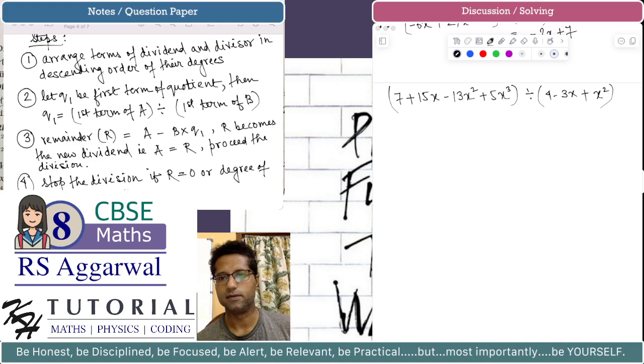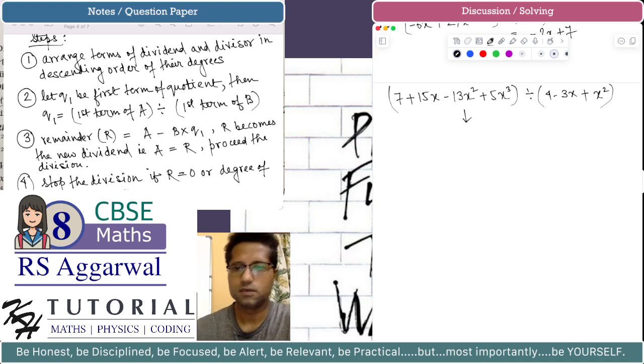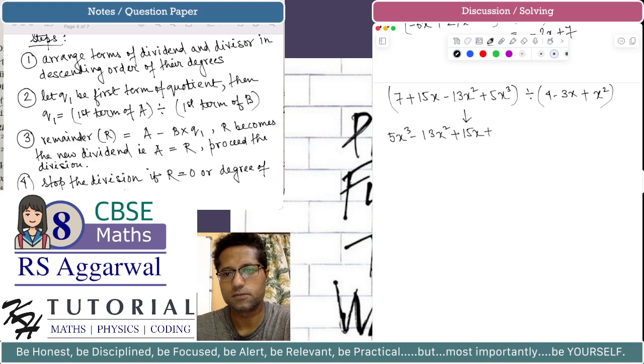So as you can see, both the dividend and the divisor are not arranged in descending order of the degree of the terms. After arranging the dividend and the divisor in descending order of the degree of the terms, it becomes 5x cube minus 13x square plus 15x plus 7 divided by x square minus 3x plus 4. Okay.